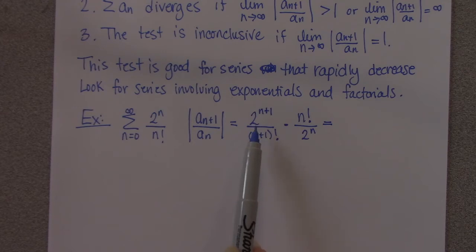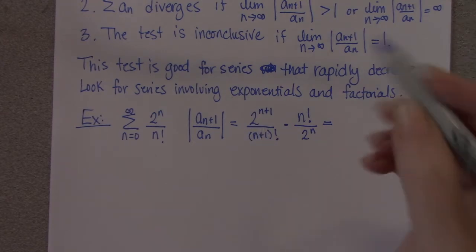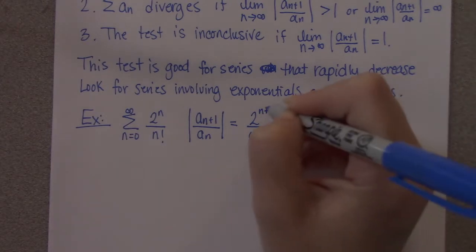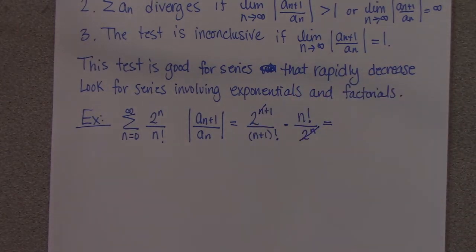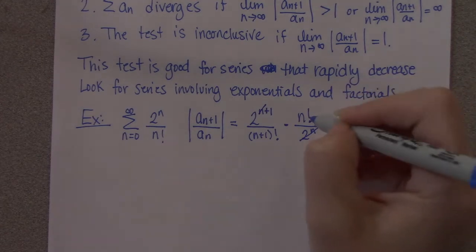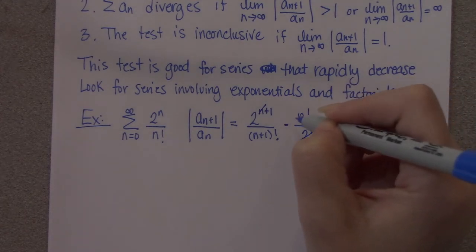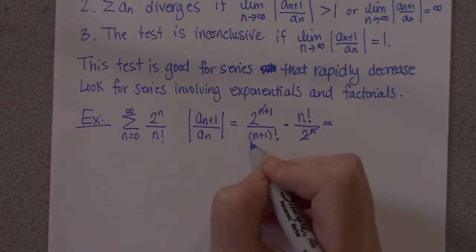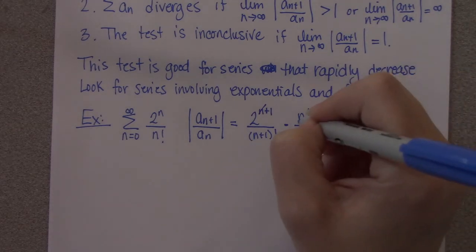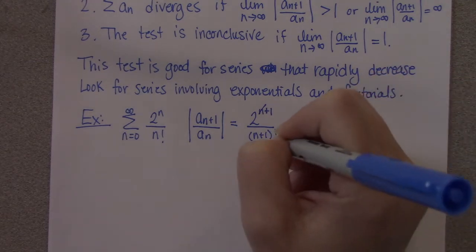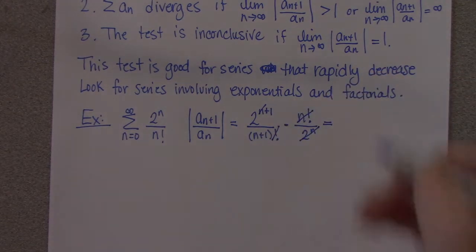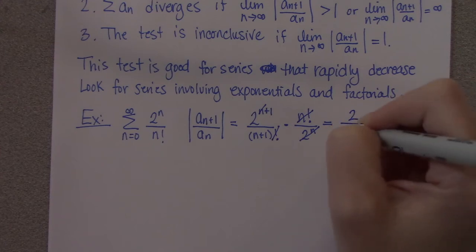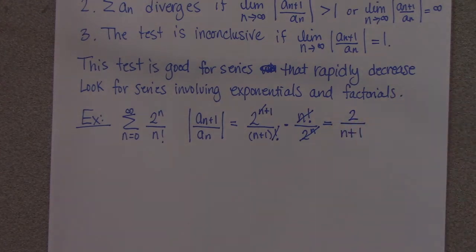2 to the n plus 1 is 2 to the n times 2. So that means the 2 to the n in the denominator is going to cancel the 2 to the n in the numerator. The 2 to the 1 is still there, okay? n factorial says multiply 1 through n. This says multiply 1 through n plus 1. So the first n terms are going to cancel, so it just cancels the factorial sign, and all you're left with is 2 over n plus 1.